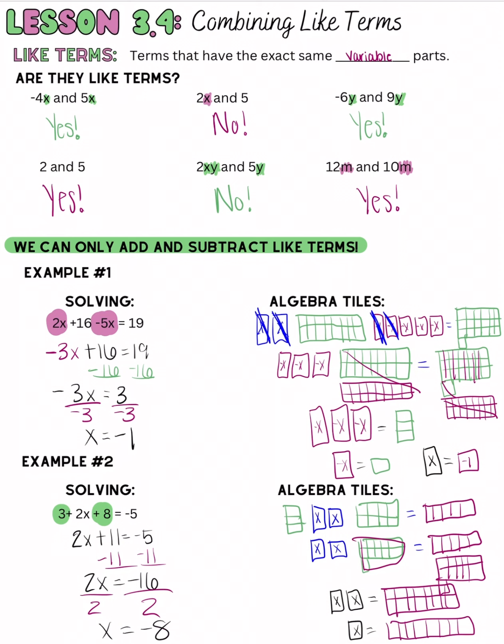So that is it for lesson 3.4. Remember, you can only add and combine like terms with things that are the exact same variable part. That's what makes them like terms.